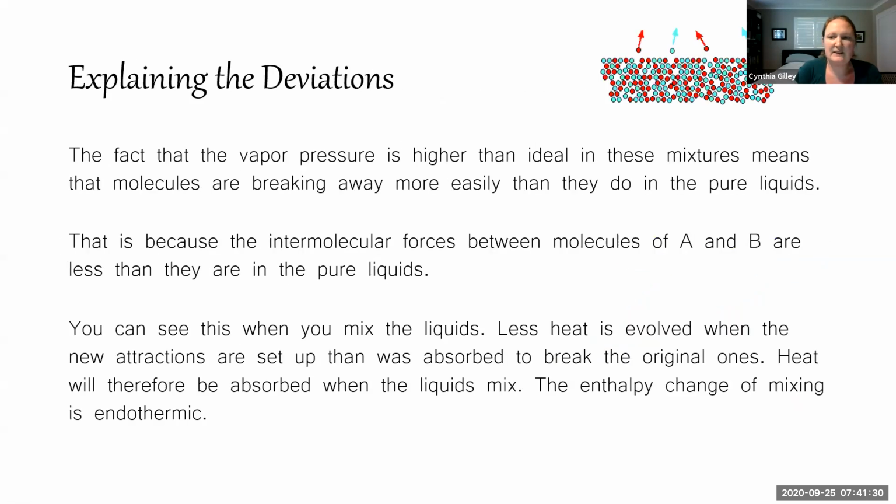Let's explain these deviations. The fact that the vapor pressure is higher than ideal in these mixtures means that molecules are breaking away more easily than they do in the pure liquids, right? Why would they break away more easily than they would in the pure liquids? Because the blue to red intermolecular forces are significantly weaker than the blue to blue and red to red. So the intermolecular forces between molecules in A and B are less than they are in the pure liquids. You can actually visualize or measure this when you mix the liquids.